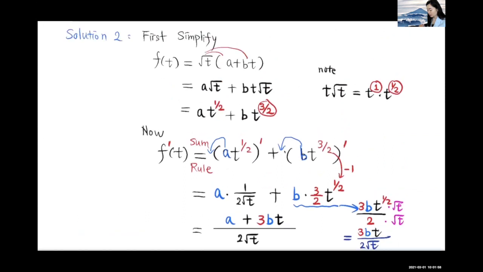So when you do homework, whenever possible, you will first simplify the function first. See if you can simplify it. Simplify that first and then differentiate. Okay.